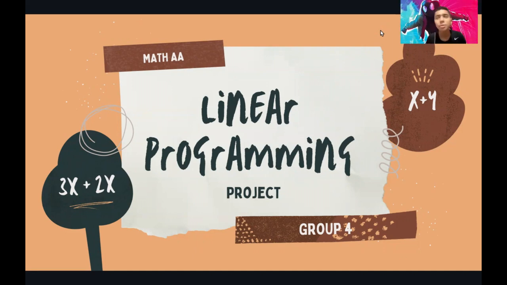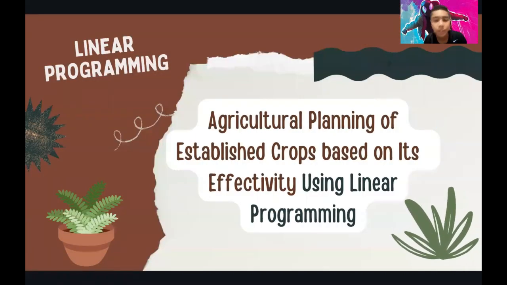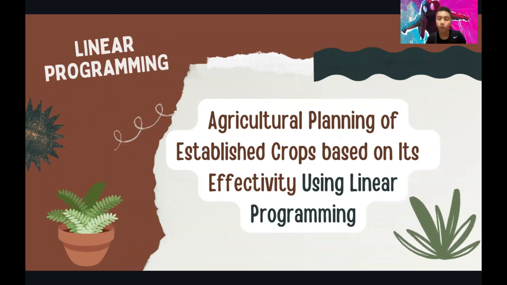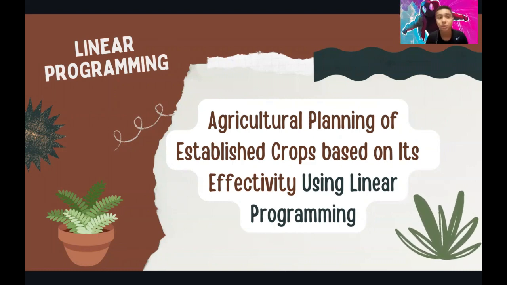So today, me and my friend are going to talk about one problem of linear programming. Maybe some of you don't know this material. Linear programming is one of the materials in mathematical analysis and approach. What we're going to talk about here is the agricultural planning of established crops based on their effectivity using linear programming. I think it's unique, right?